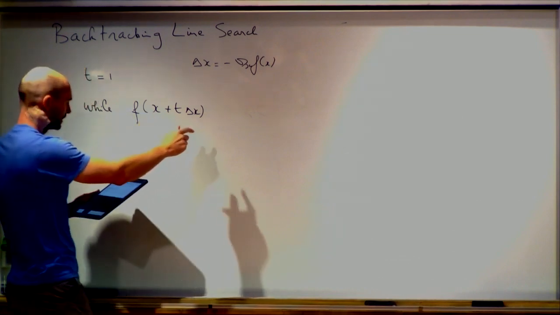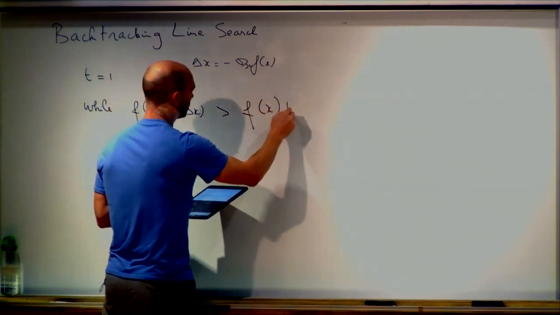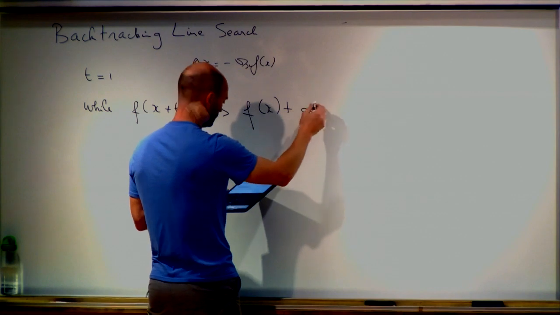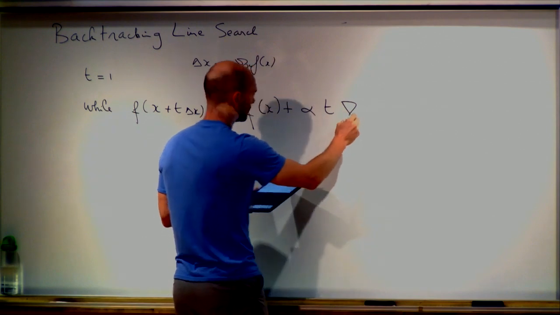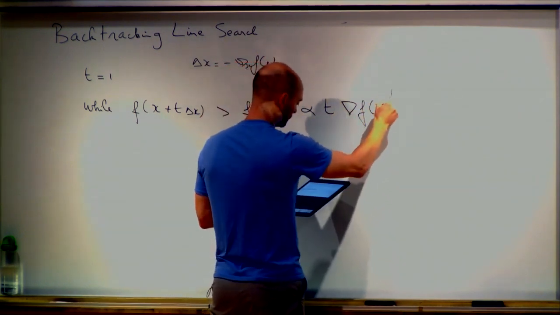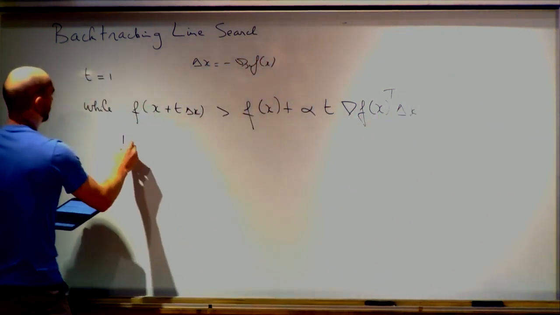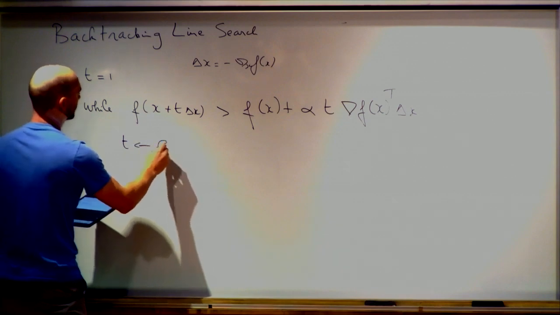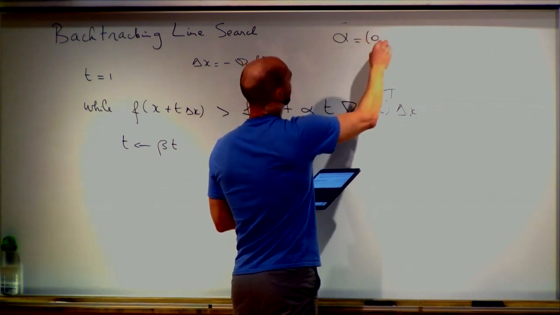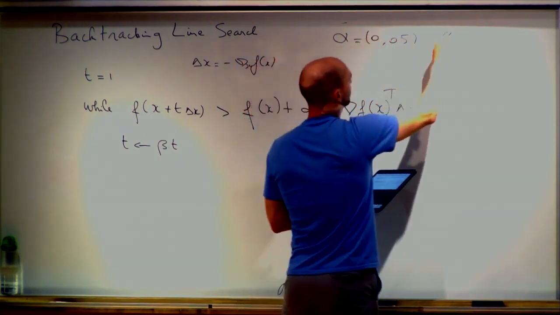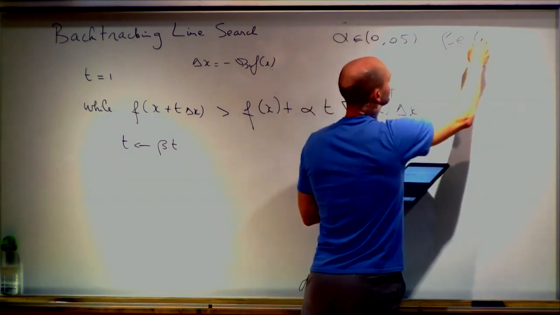While f of x plus t delta x is bigger than f of x plus alpha, which is a hyperparameter, t gradient f of x transpose delta x. While this is true, t becomes beta times t. And here, alpha is in 0, 0.5, and beta is in 0, 1.